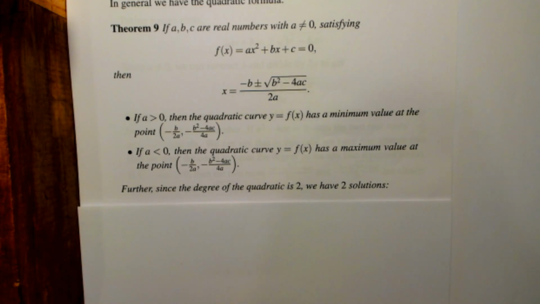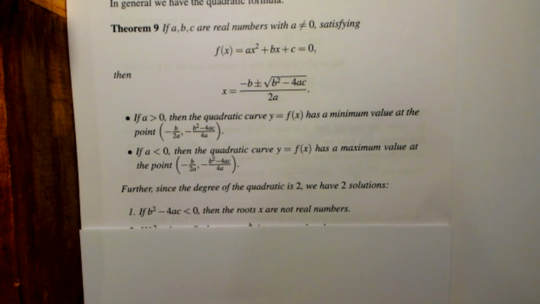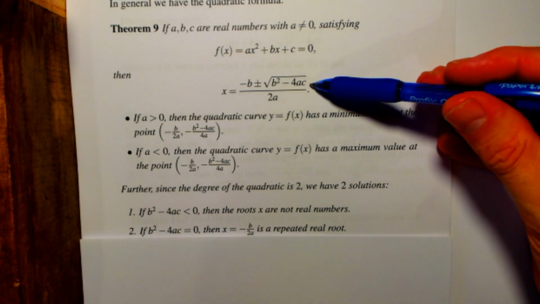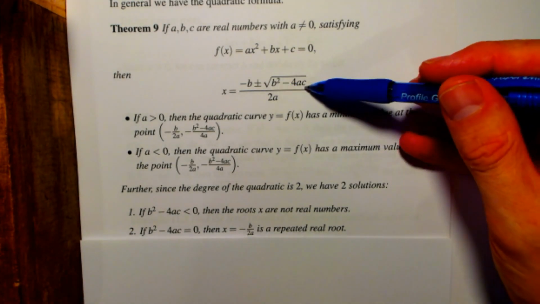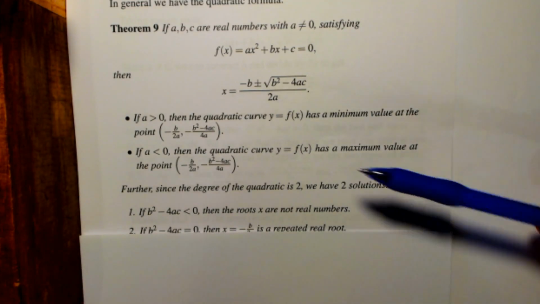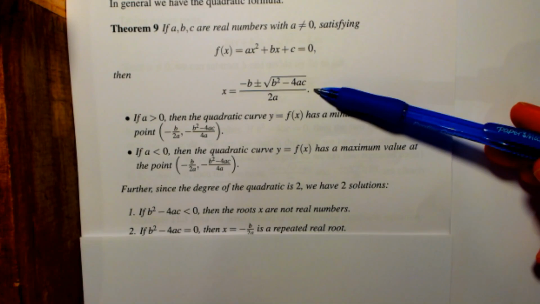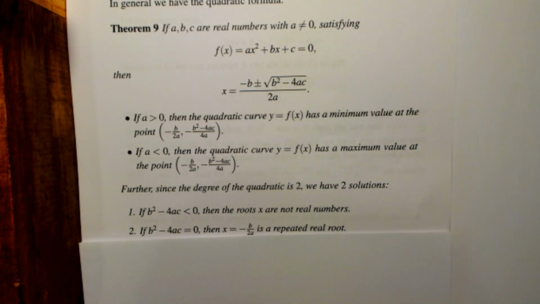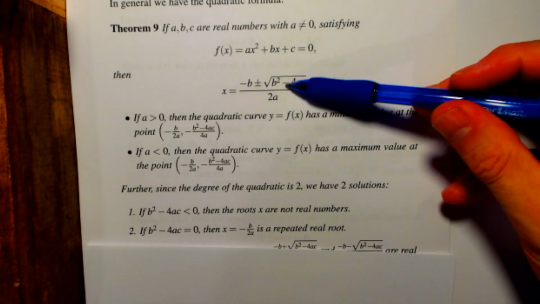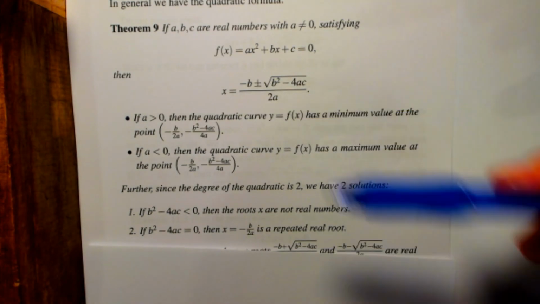Further, since the degree of the quadratic is 2, we have two solutions. If b squared minus 4ac is negative, so notice that's what we call the discriminant, so it's inside the square root there, then we will not have a real solution. So the roots are not real numbers in that case. If the discriminant is 0, well, put in 0 there, so we have minus b over 2a then.